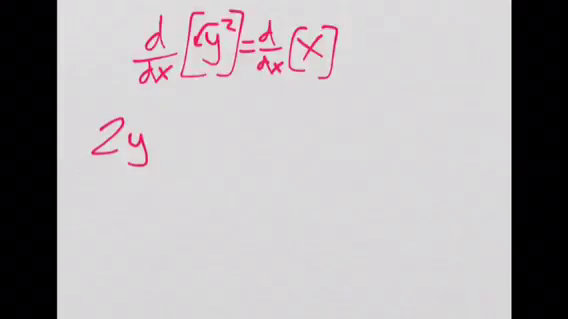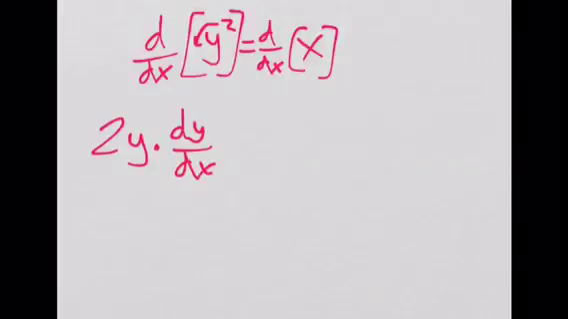But the problem is we're not taking the derivative with respect to y. We're taking the derivative with respect to x. And so this is where the chain rule comes into play. What I want you to think of this as is, anytime you differentiate a y term, you need to then multiply by the derivative of y, which we know as dy/dx.